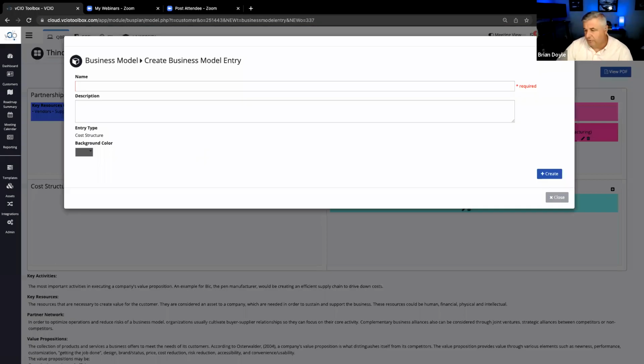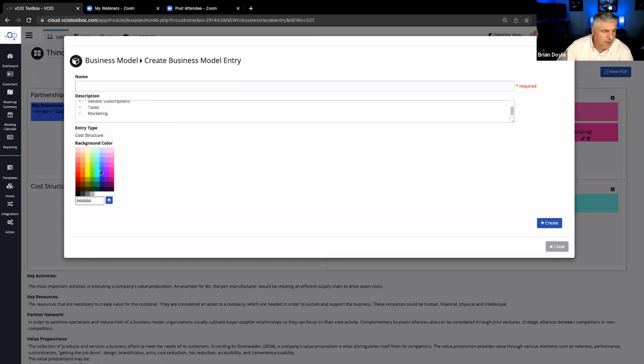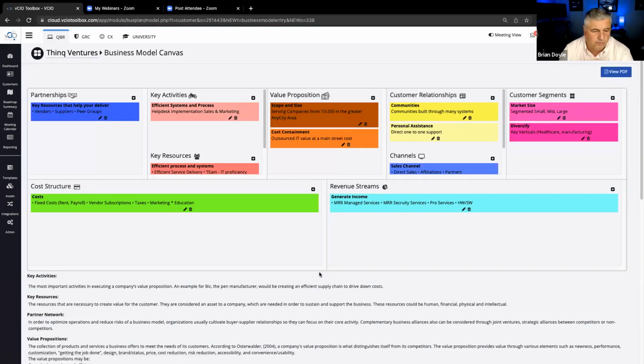And if you looked at our definition, it really talks about those fixed costs and those variable costs that exist within a business. So when I look at a cost structure for an MSP, and this is by no means all of them, we look at things like vendors, fixed costs, rent and payroll, vendor subscriptions, taxes, marketing. In our case, we could probably even say education, because we need to keep our team on top of things. And these really dictate the kind of things that we need to take into consideration when we're building our pricing and when we're looking at our revenue streams on the other side.